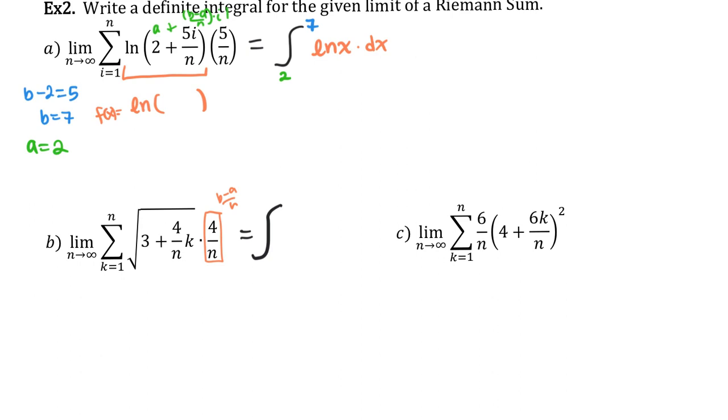What do I think my a is? What am I doing? We're square rooting this, 3 plus 4 over n times k. So this is probably my a, or that's one way to set it up. So let's say a is 3. If a is 3, then b minus 3 is 4.